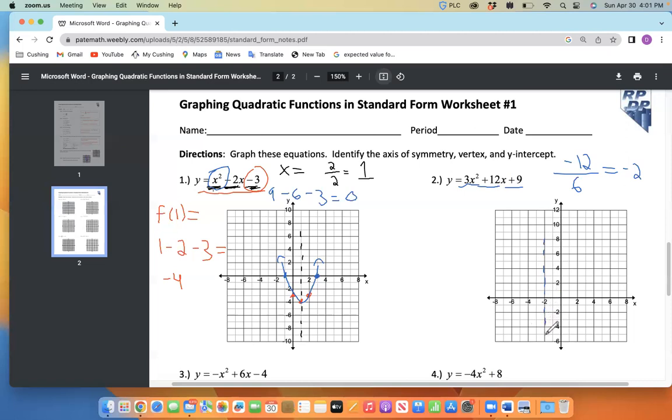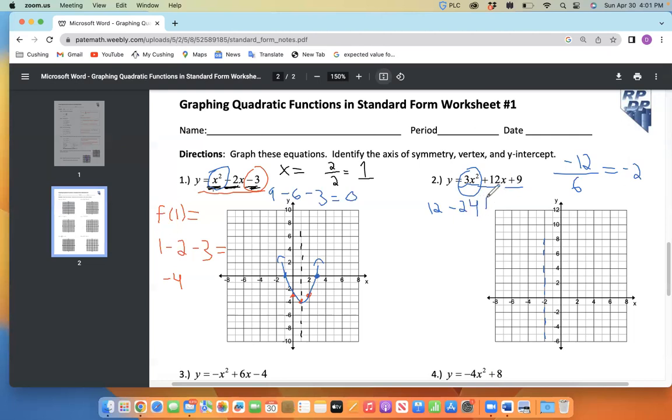Sorry about the barking dog. Next thing I'm going to do is plug in negative 2 for x. If I plug in negative 2 for x, I'm going to start here: negative 2 squared. Negative 2 times negative 2 is 4. It's positive. And 4 times 3 is 12. So it's 12 plus 12 times negative 2. So that's minus 24.